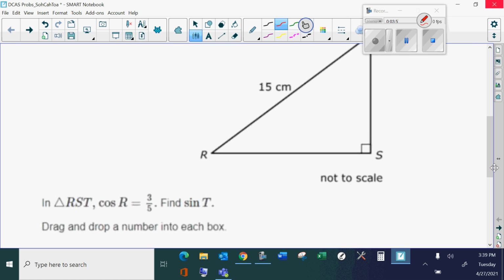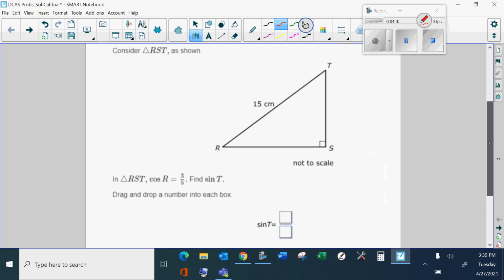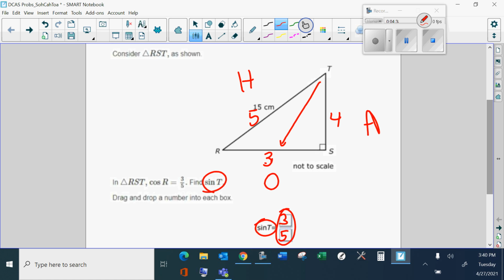I need to make this smaller. Let's go 150. Okay. So triangle RST, cosine of R is 3/5. So that's adjacent over hypotenuse, 3/5. That makes this 4, for a 3, 4, 5 Pythagorean triple. Find the sine of T. So if I'm at T, sine is opposite. Don't forget, if I change it to T, this now is the opposite. This is the adjacent. The hypotenuse never changes. So the sine of T is opposite over hypotenuse, 3/5. So there's my answer, 3/5. Whenever it's asking for the sine of T or the sine of the angle, it's always a fraction.